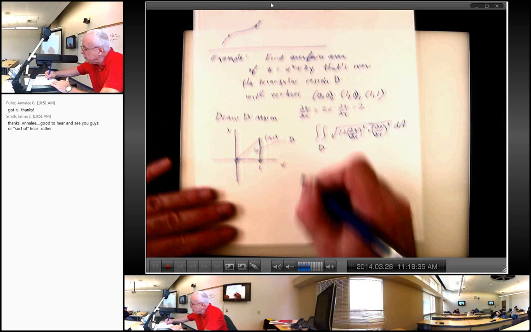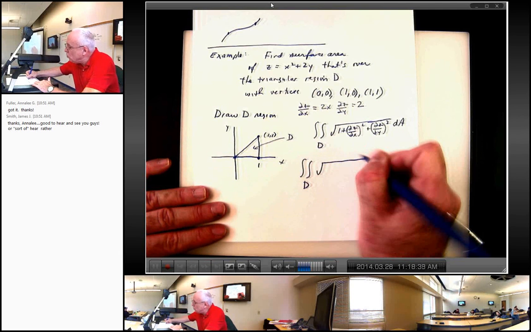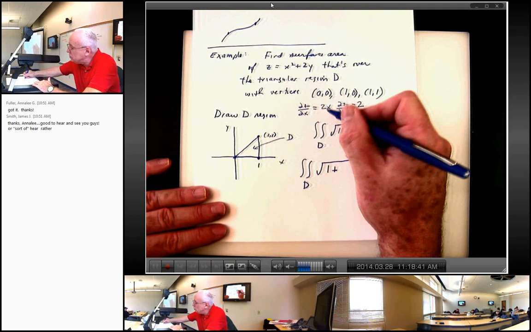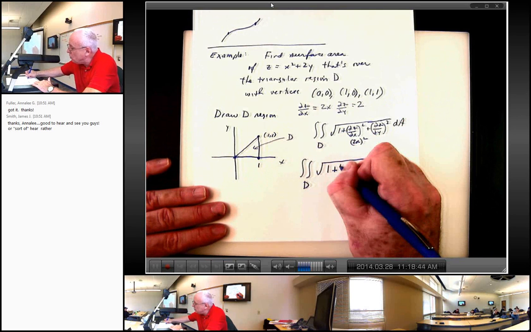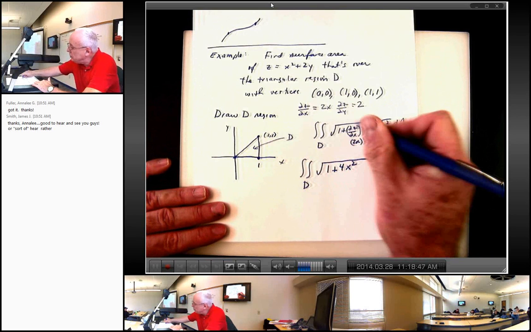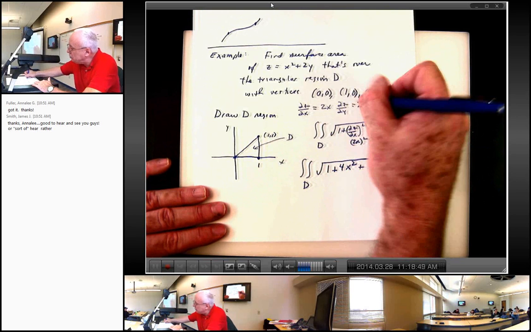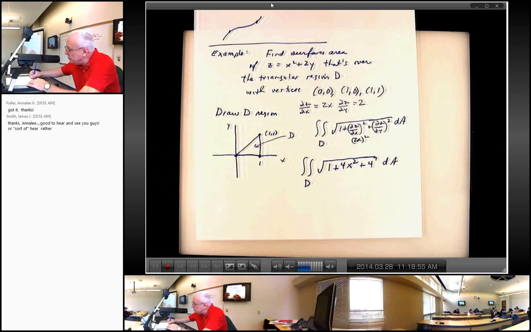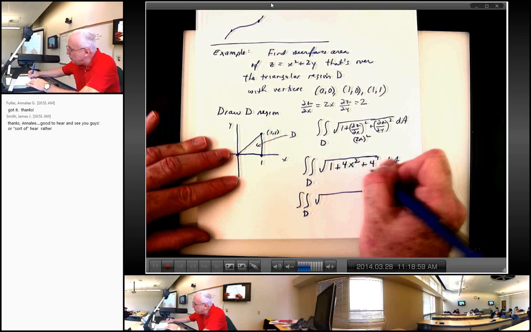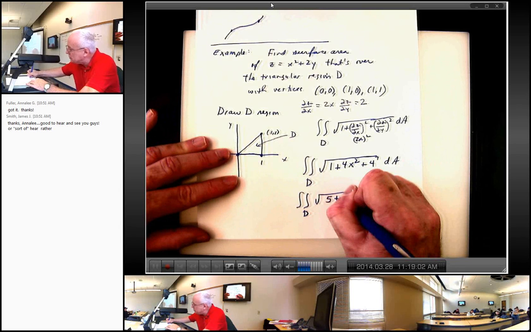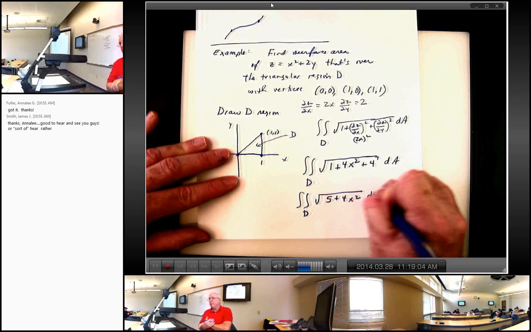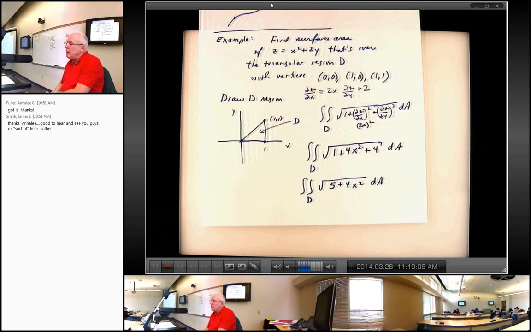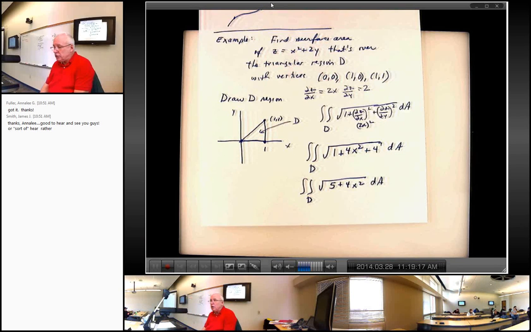So we have this double integral over D of the square root of 1 plus, well, 2x squared, that's going to be 4x squared, plus dz/dy squared, that's going to be 2 squared, which is 4, dA. So this is going to be the double integral over D. We combine 1 and 4 is 5. 5 plus 4x squared dA. All right. Now, we have to do this as an iterated integral, so we have to get our limits of integration.